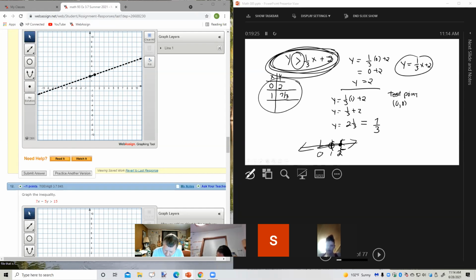0, 0. Okay, so that's going to give me, putting it in here, 0 greater than 1/3 times 0 plus 2. So we have 0 greater than 0 plus 2, 0 greater than 2. Is that true? Is 0 greater than 2? No, it's not. So that means that my test point, 0, 0.